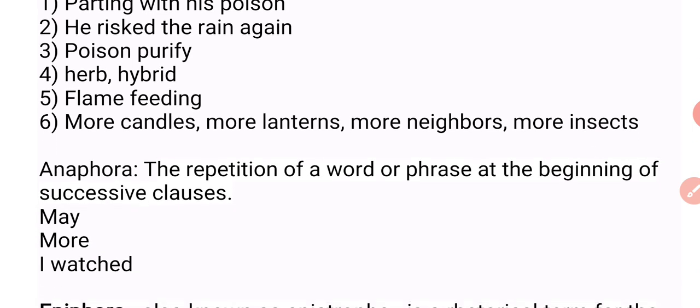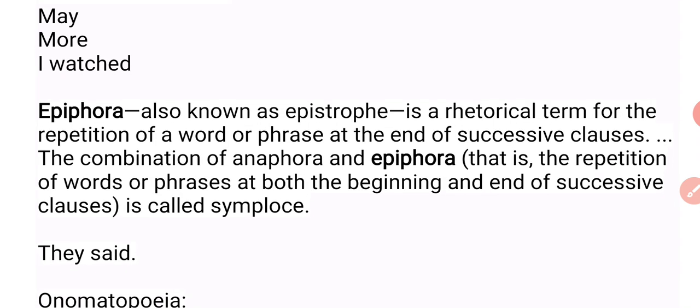Anaphora is the repetition of a word or a phrase at the beginning of successive clauses. And epiphora, also known as epistrophe, is a rhetorical term for the repetition of a word or a phrase at the end of successive clauses. So the combination of anaphora and epiphora is called symploce. So simply you can say that in this poem the poet has used epiphora and anaphora both, so it is a symploce.